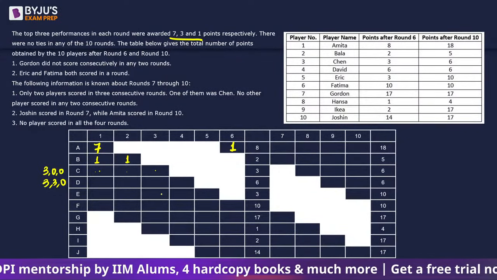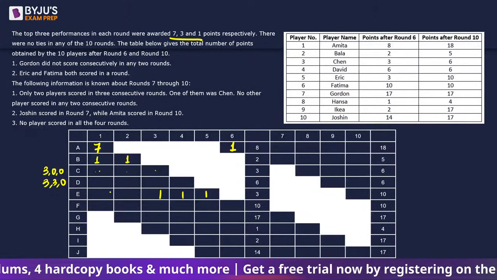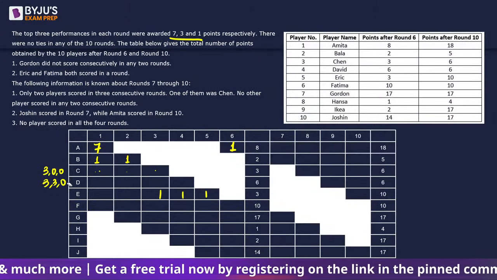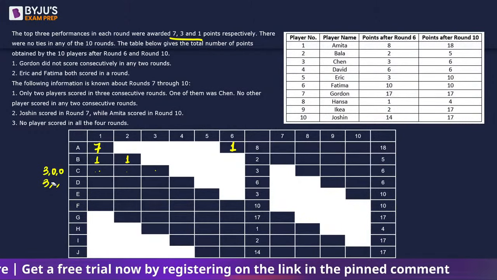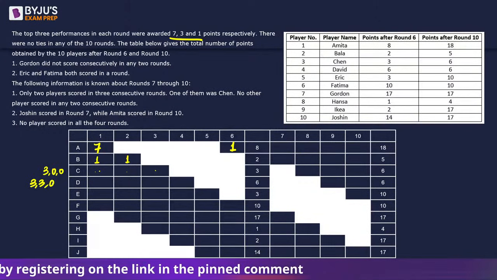We can have 3 1s here. बिल्कुल possible है. Or we can have 3, 0, 0, 0, 0. ठीक है? ये भी चलेगा. मैं इसको थोड़ा ऐसे लिख देता हूँ, 4 गेम खेले ना तो 3-3-0-0.